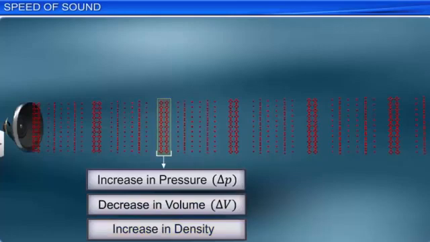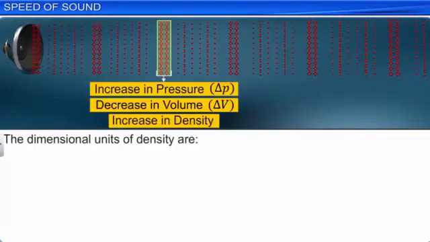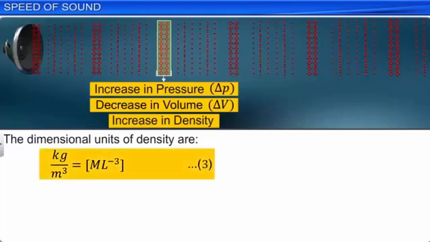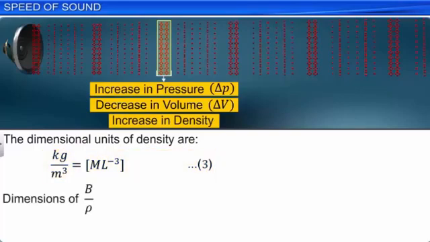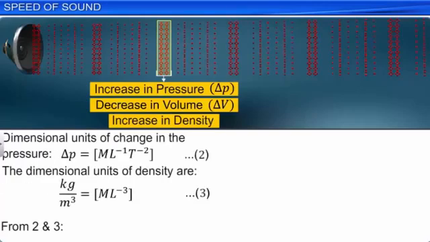Let us now find the dimensions of bulk modulus B by density rho to arrive at the dimensions of velocity V. From equations 2 and 3, we get B by rho is equal to M L raised to the power minus 1 and T raised to the power minus 2 by M L raised to the power minus 3. B by rho is equal to the product of L square and T raised to the power minus 2. This can be written as L into T raised to the power minus 1 whole square, which are the dimensional units of V.